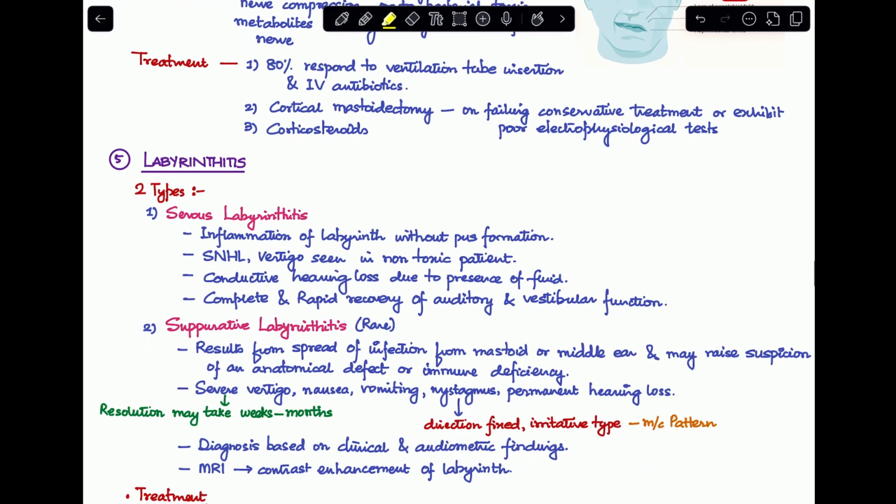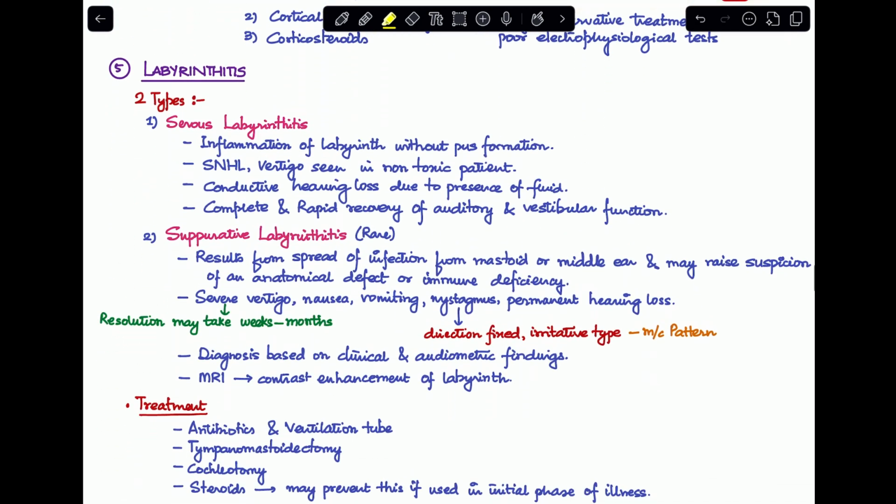Next is labyrinthitis. There are two types of labyrinthitis that we see in these cases. One is serous labyrinthitis, and second is suppurative labyrinthitis, which is the rarer form. Now, serous labyrinthitis is when there is an inflammation of the labyrinth without any pus formation. Basically, these patients are non-toxic. You see a sensorineural hearing loss and vertigo. Conductive hearing loss can also be present because of the presence of fluid.